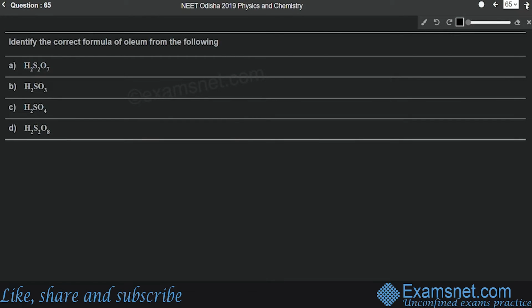Now question number 65 is also from the P block elements, and the question is, identify the correct formula of oleum from the following. So here the correct formula for the oleum will be H2S2O7, that means the first one. So option number A will be the correct answer. It is also known as pyrosulfuric acid.